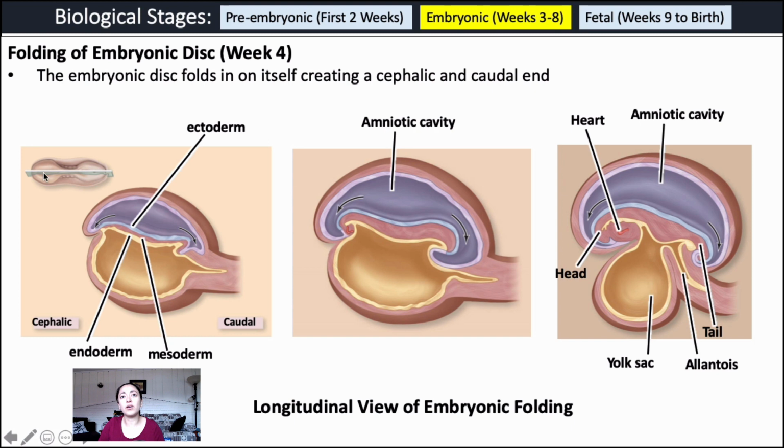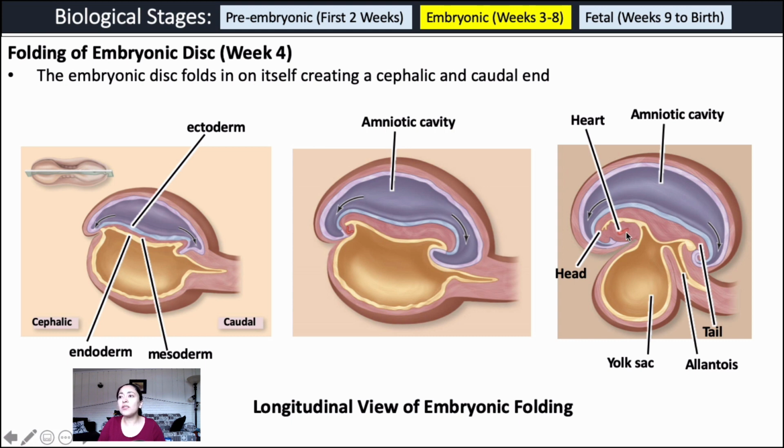So this is the embryo here, and you can see it's been sliced longitudinally. And here you can see folding on this end and this end, so the two ends are curving in on each other here. And as it folds more and more, this end is becoming the head, and this end's becoming the tail. Here you can see the heart starting to develop.